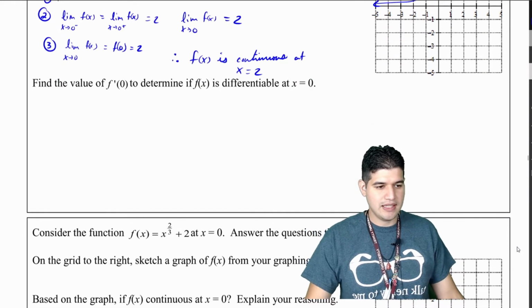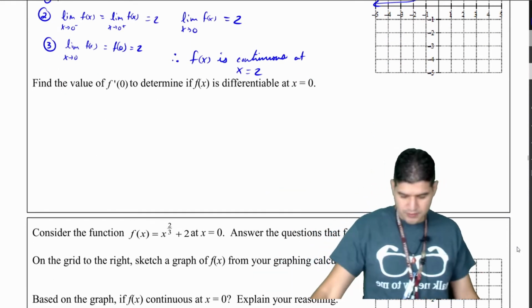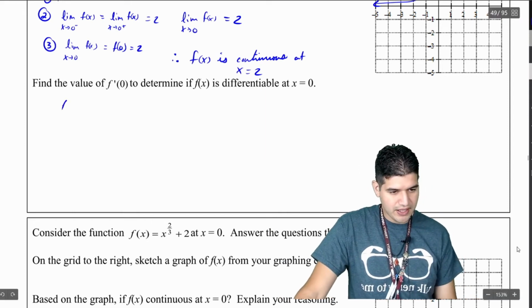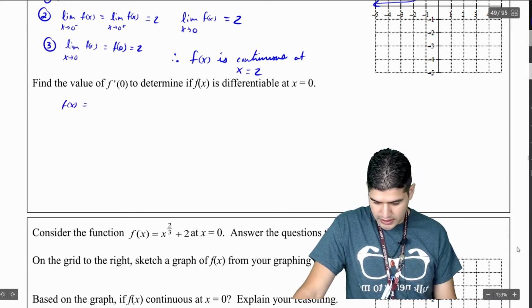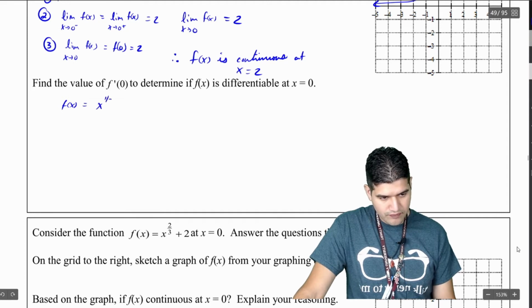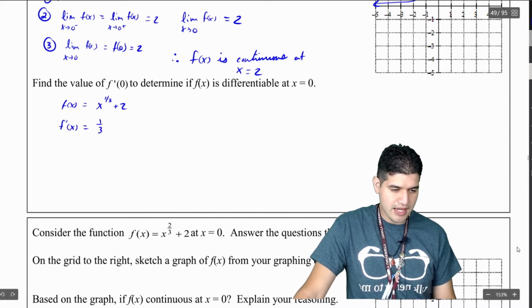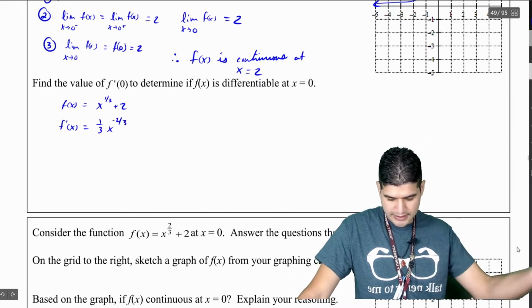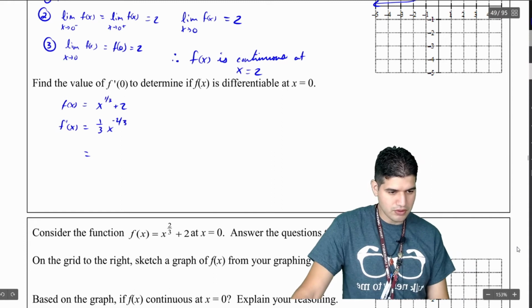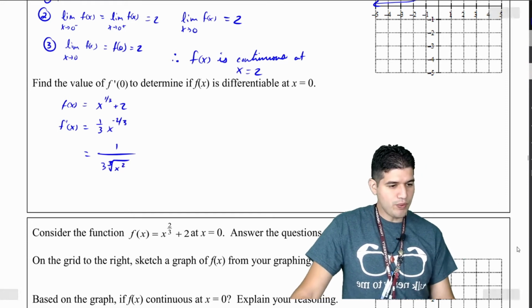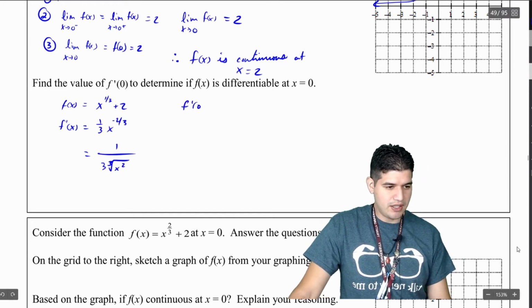Now we're going to see what is the value of f prime of 0. So the same thing, we've got f of x, and we're just going to rewrite it real quick, equal to x to the 1/3 plus 2. And what is that derivative going to be? So I bring the 1/3 down, x to the 1/3 minus 1, so that gets me negative 2/3, plus 0. Okay, so if I just rewrite this real quick, I'm going to get 1/3 cube root of x squared. And we want to use that to find f prime of 0.